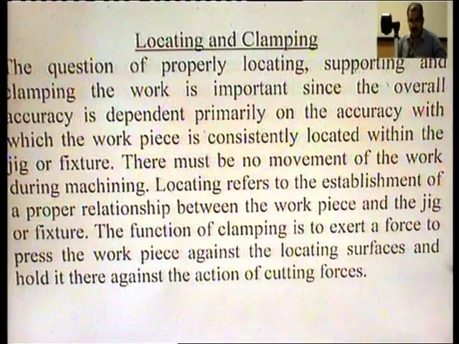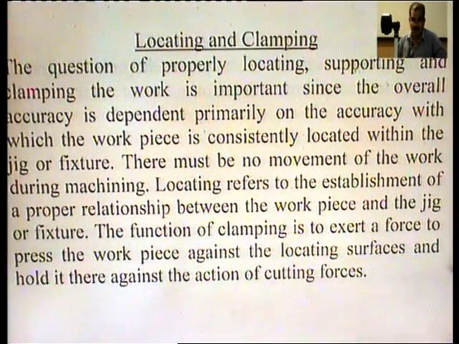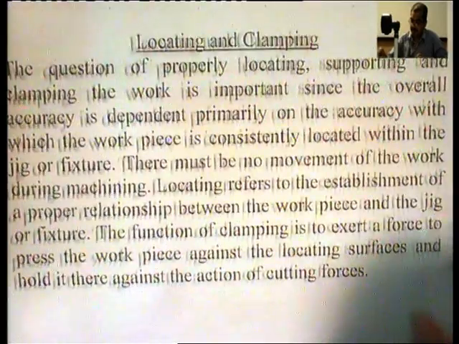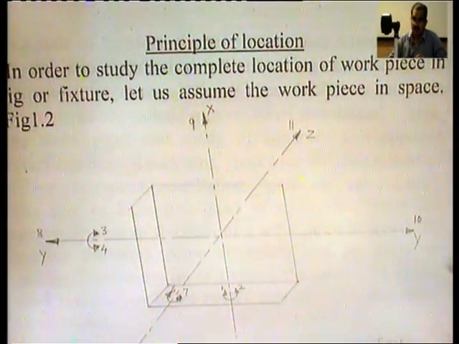So, attention must be given to the location of the job, because accuracy and precision of the job is primarily dependent on the accuracy with which the job is held within the jig or fixture. So, what does it mean? Movements of the job in the jig or fixture must be constrained. Then comes the principle of location.